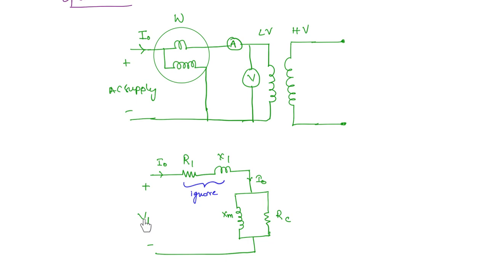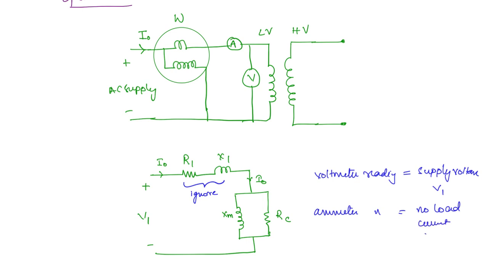Now the supply voltage will be measured by the voltmeter, so we can get the supply voltage. And the no load current will be measured by the ammeter. So you can write down here: voltmeter reading will be equal to the supply voltage more or less, so we will take it as V1. The ammeter reading is going to be the no load current I0. Then what about the wattmeter reading? The wattmeter reading is going to give you the no load losses.